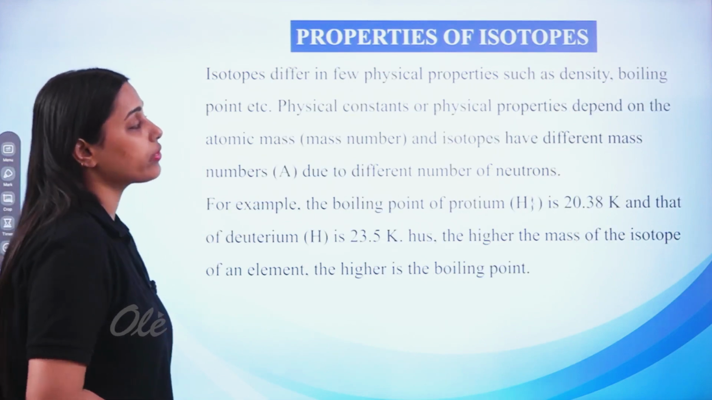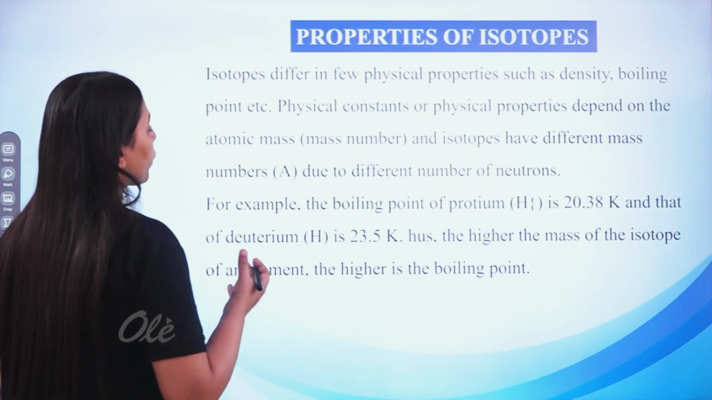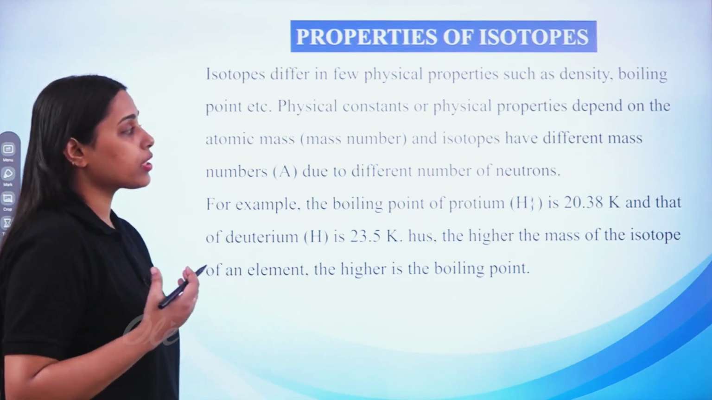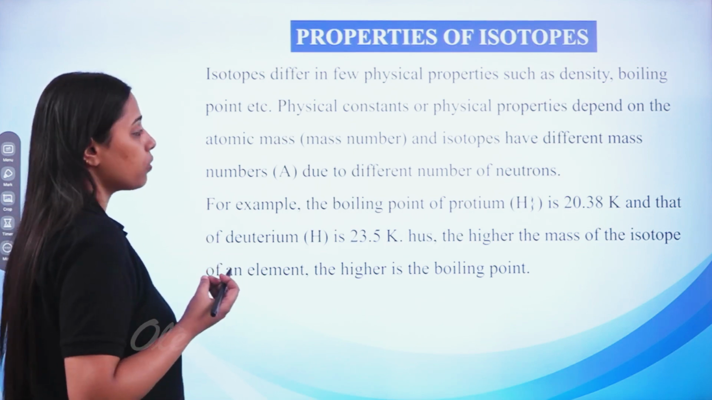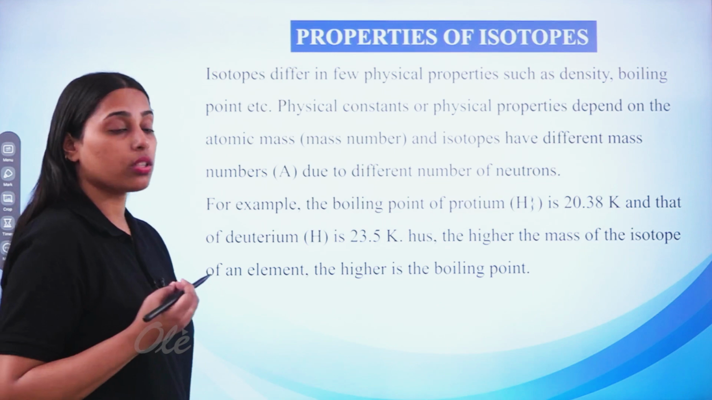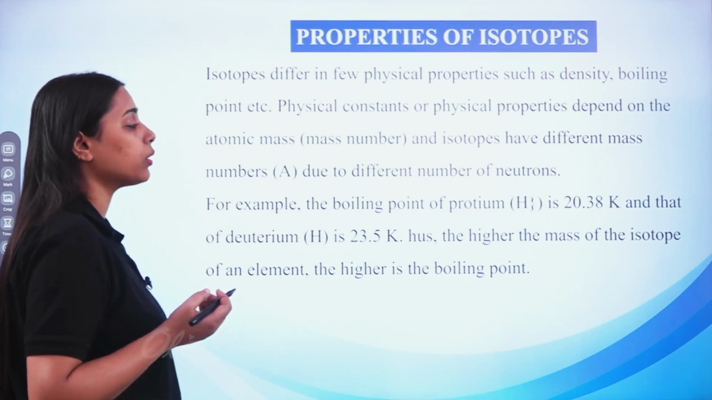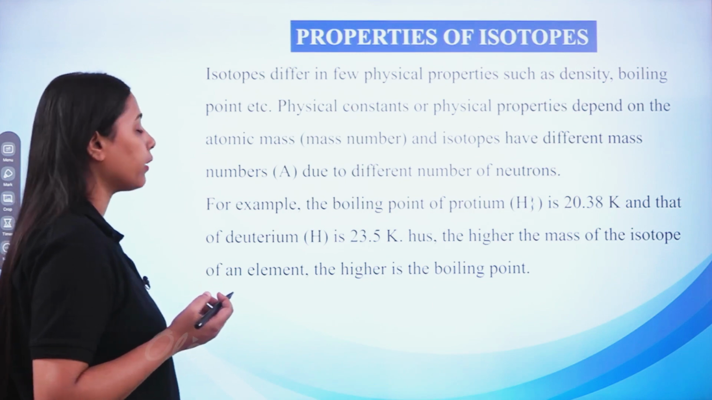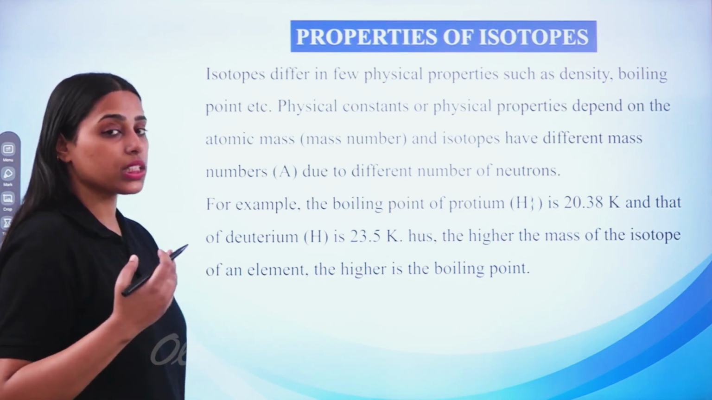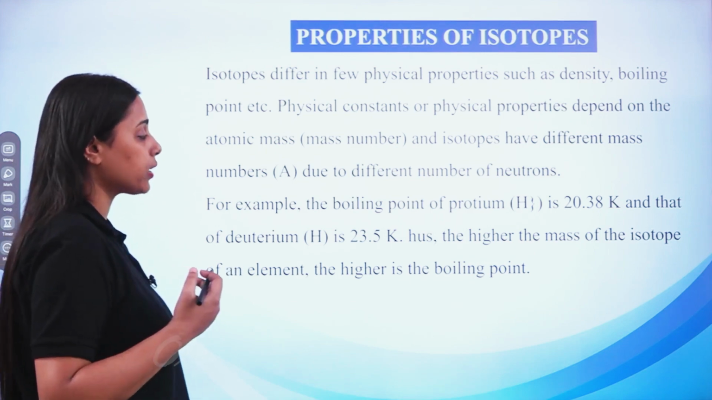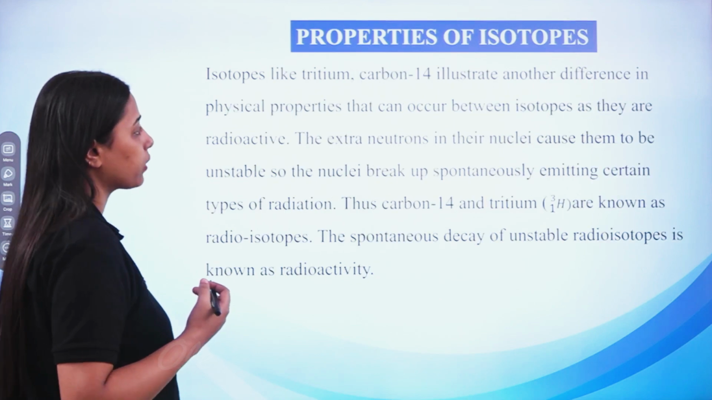Isotopes differ in a few physical properties because of the difference in masses, like density, boiling point, etc. Physical properties depend on the atomic mass. Isotopes have different masses, so they have different numbers of neutrons, so definitely different physical properties. Like the boiling point of protium is 20.38 Kelvin and that of deuterium is 23.5 Kelvin. So as the mass increases, the boiling point is increasing. Thus, the higher the mass of the isotope, the higher the boiling point.